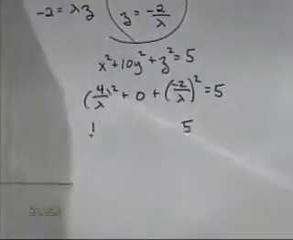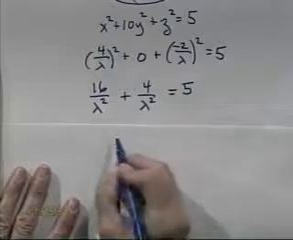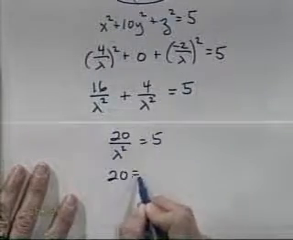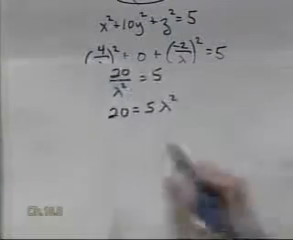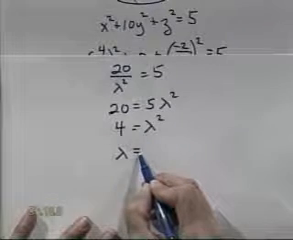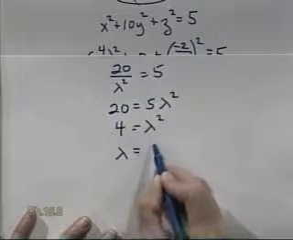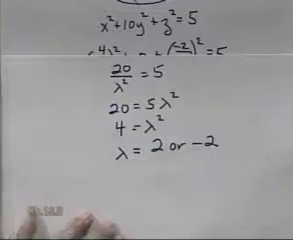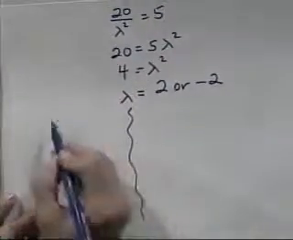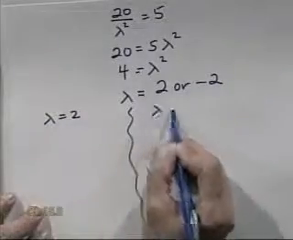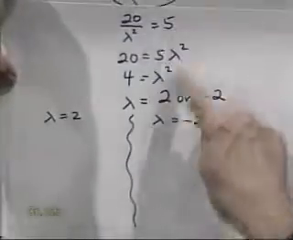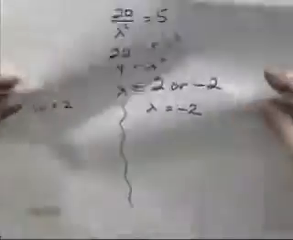You all with me? So that gives me 20 over lambda squared is 5, or 20 is 5 lambda squared, or lambda squared is 4, or lambda is 2 or negative 2. Then put your line down the middle of the page. Lambda could be 2, or lambda could be negative 2. And then, do we all get that copied?